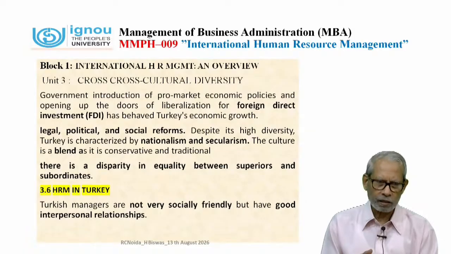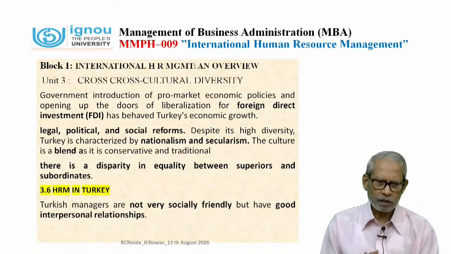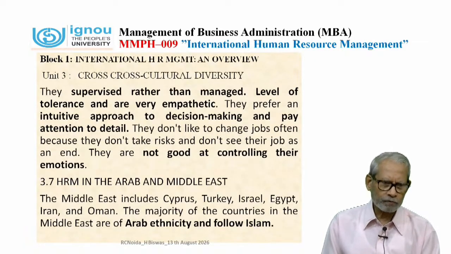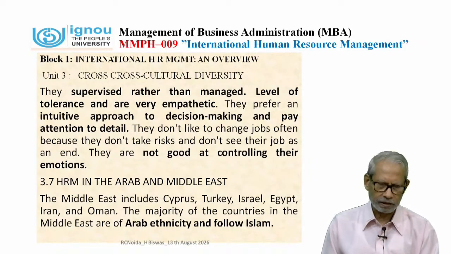So, there are legal, political and social reforms. Nationalism and secularization are in the culture. Both are blended, and they are basically conservative, and there are some traditional things they have to follow in Turkey, and there is disparity in equality between superiors and subordinates. So, this is the way different countries' cultures are highlighted here.